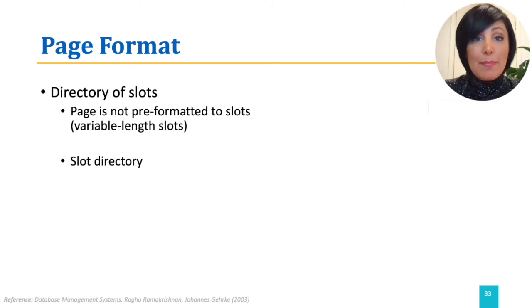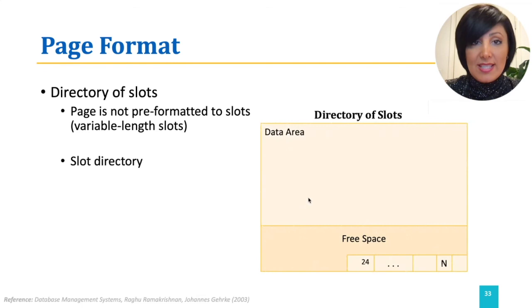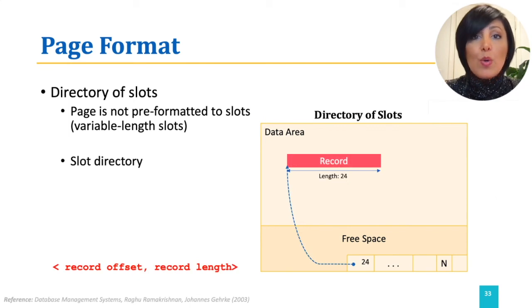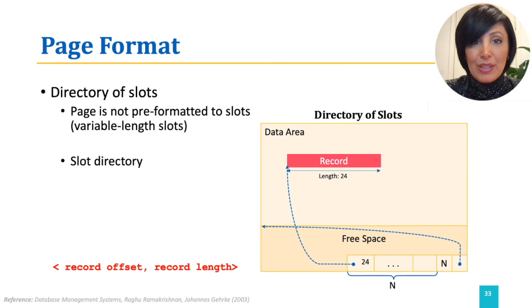We can organize a page with variable length records using a directory of slots. For each record, a pointer to the starting point of the record, which is also known as the record offset, as well as the length of the record, is kept in the directory. N, the number of records in the page, which is also the number of entries in the directory, and a pointer to the remaining free space are also kept in the directory.